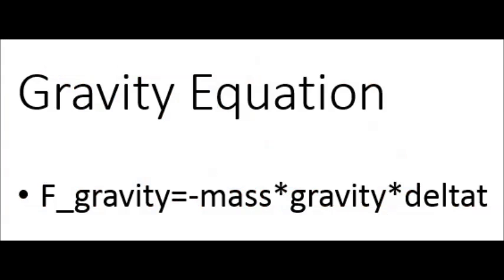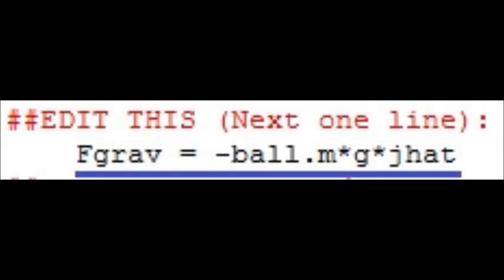We still need the force of gravity and the spring force to compute F net. First, we find gravity using the equation the force of gravity equals the mass of the object times g, which is negative 9.8. Here it is in VPython.